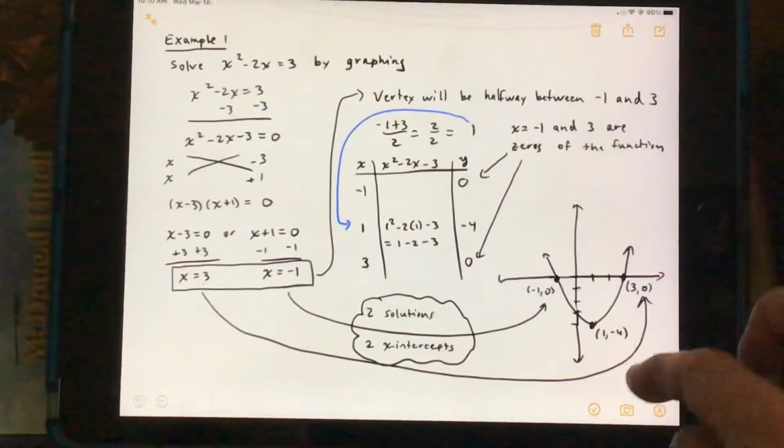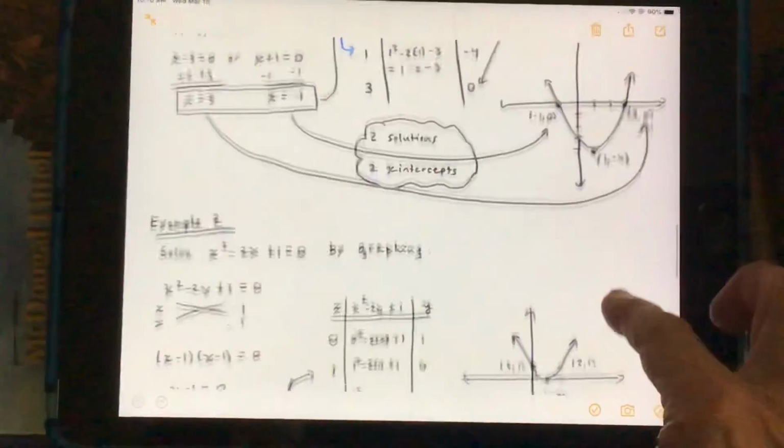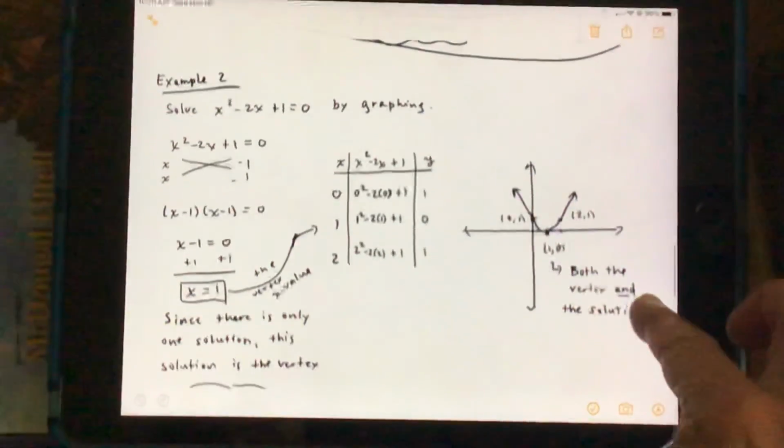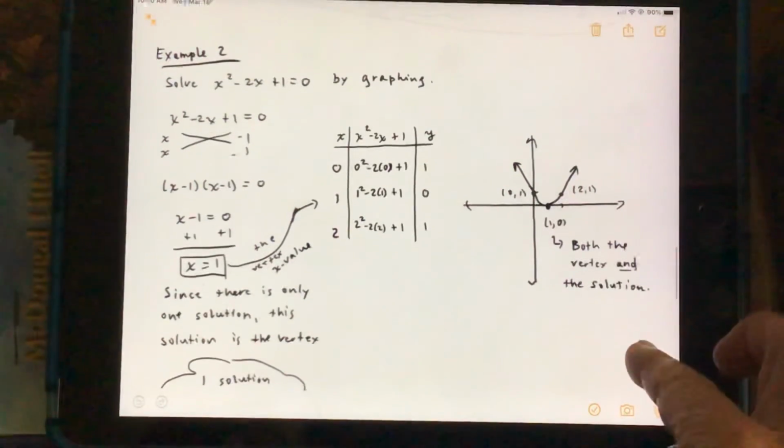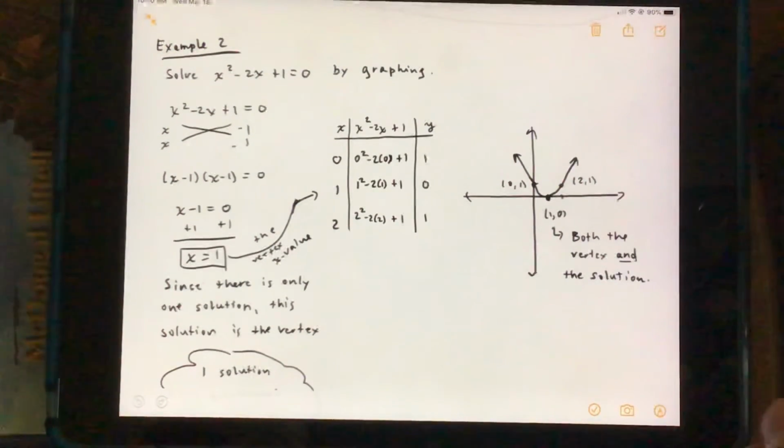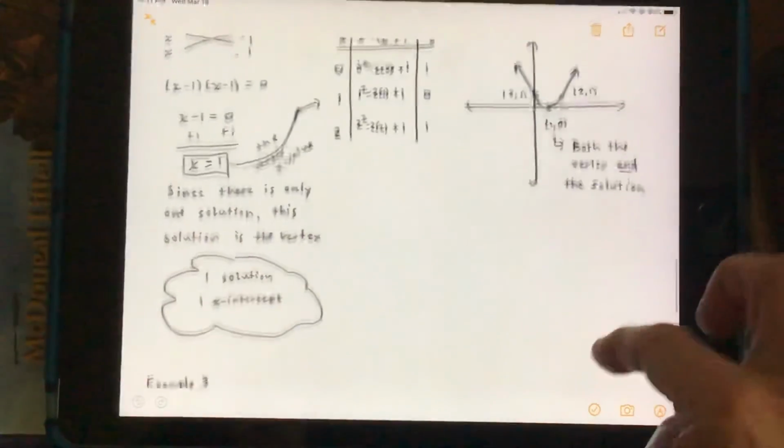Now I'm excusing you from the rest of the examples here. I do have them uploaded for you. I'm not going to talk you through these because I'm not holding you responsible for example 2, where I demonstrate what happens when you graph your parabola and it touches the x-axis at only one point, meaning that there would be only one solution to the quadratic equation. Again, example 2 does not need to be recorded in your paperwork.